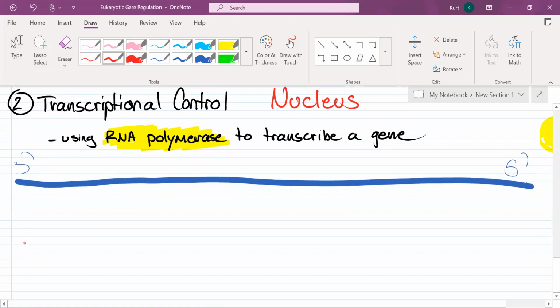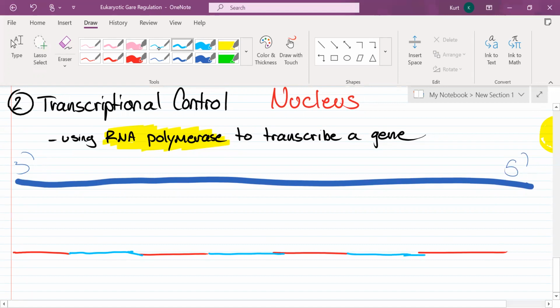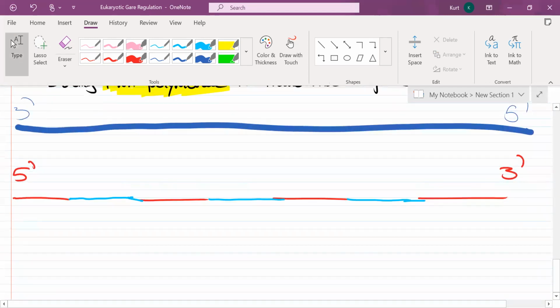But the mRNA transcript is going to look a little weird. Here it goes. 5 prime end, 3 prime end. All right. Why do I have blue and red there? Because this mRNA is not ready. So we're going to call it primary mRNA. We have to refine it a little bit. Another name you could call this is pre-mRNA.